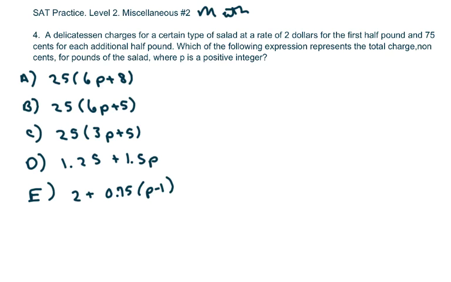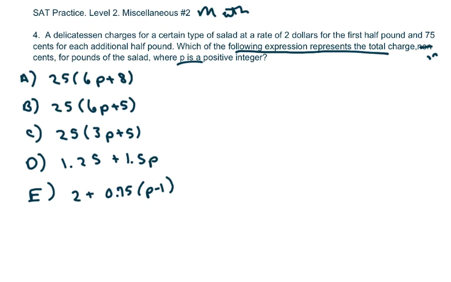Basically, we want just an expression that represents the total charge in cents for P pounds of the salad, where P is a positive integer. With intricate word problems such as this, you need to invest time in reading the question very closely and even reading it twice to ensure that you understand not only the general situation and what's asked for, but also nuances. In this case, for example, notice that the question asks for the answer in cents.